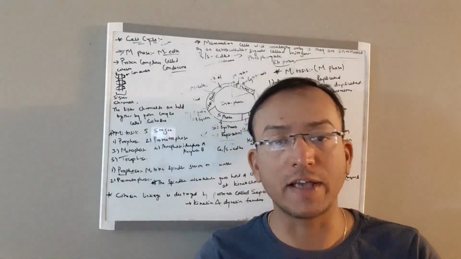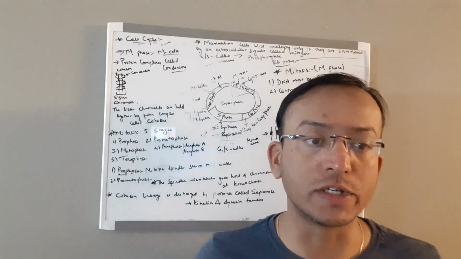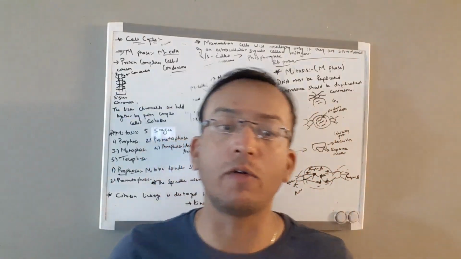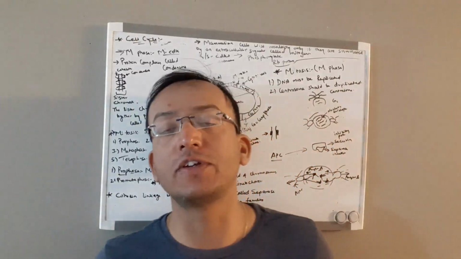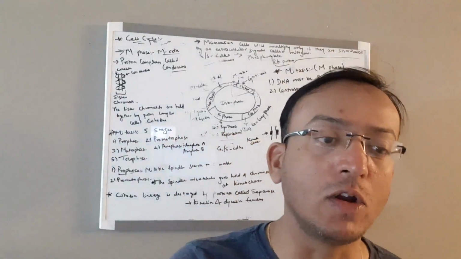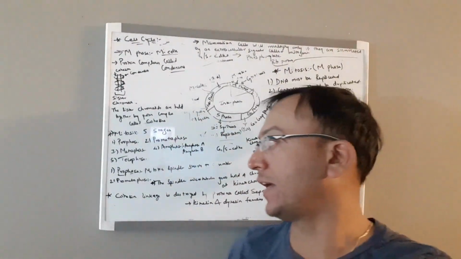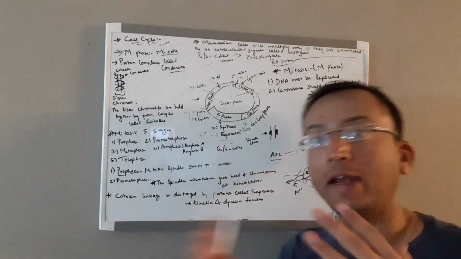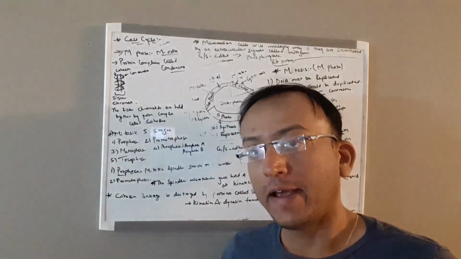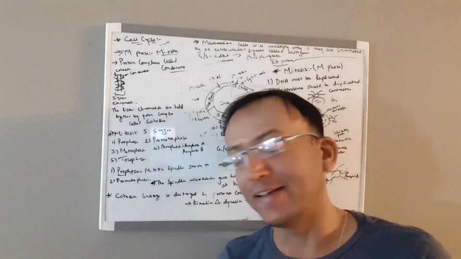A new nucleus has been created and mitosis is complete, and all that remains is for the cell to complete its division into two separate daughter cells. Okay guys, so that was the end of telophase, and after telophase, cytokinesis begins. And I think we'll do one more part.